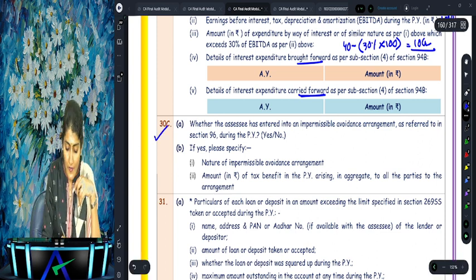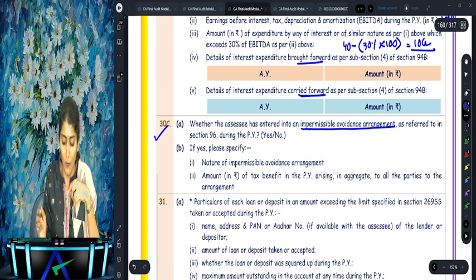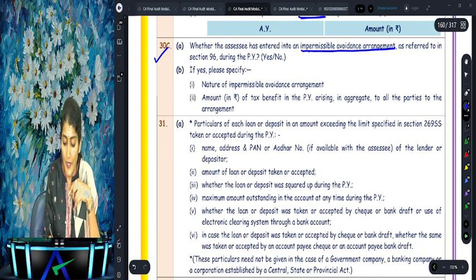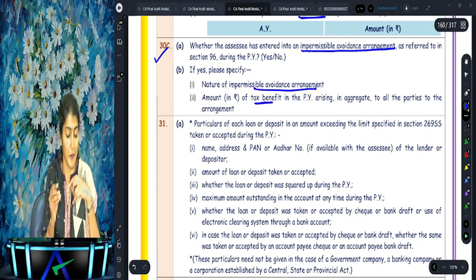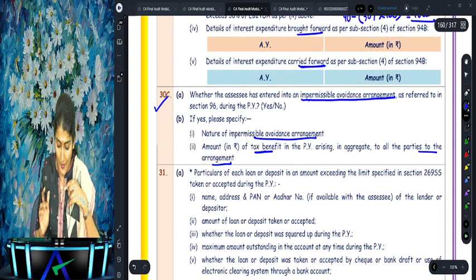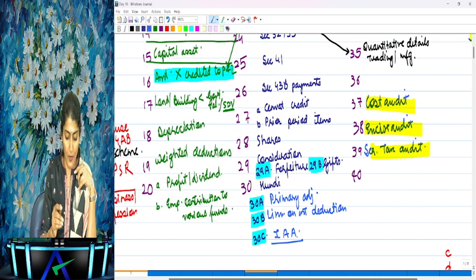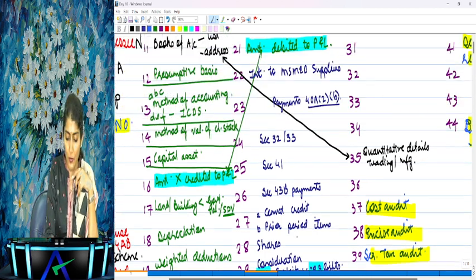Okay. And then 30C is regarding the impermissible avoidance arrangement. If yes, the nature of the arrangement and what is the tax benefit to all the parties in the arrangement. Is it clear to everyone? Have we now completed 21 to 30 also?